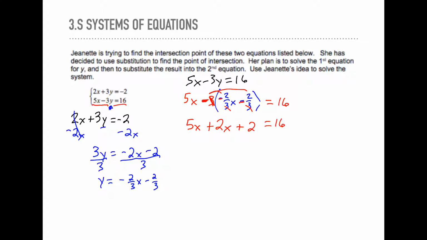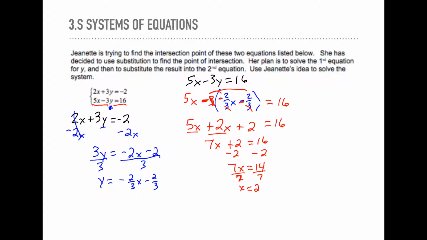Okay, distributing is a little bit tough, especially with fractions, so if you need help reviewing that, we can work on that as well. So combining like terms, 5x plus 2x is going to give me 7x, plus 2 is equal to 16. Subtract 2 from both sides. I get 7x is equal to 14, and even though I had some bad fractions halfway in there, I divide by 7 on both sides, and I get a nice answer of x equals 2.